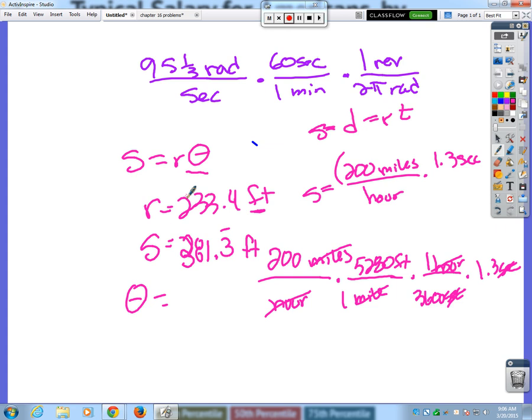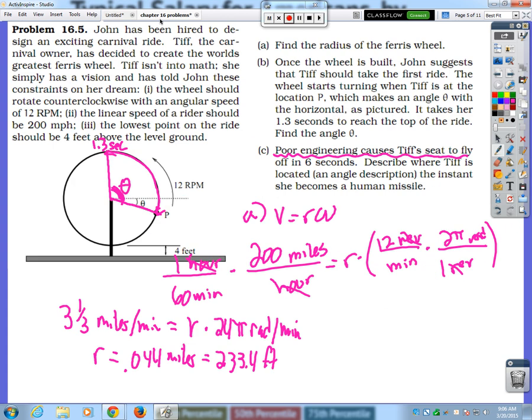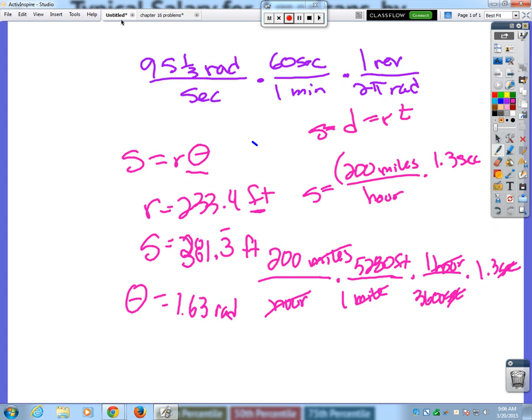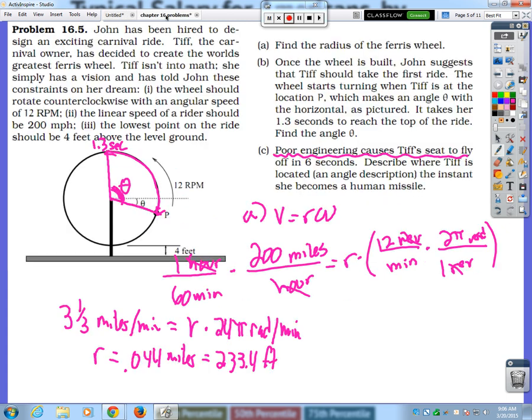Feet divided by feet turns into radians. Okay. Radians. Okay. So that was all a little bit crazy, but what we just figured out is this whole angle right there is 1.63 radians. Okay. How do we figure out what just this little tiny guy right there is?